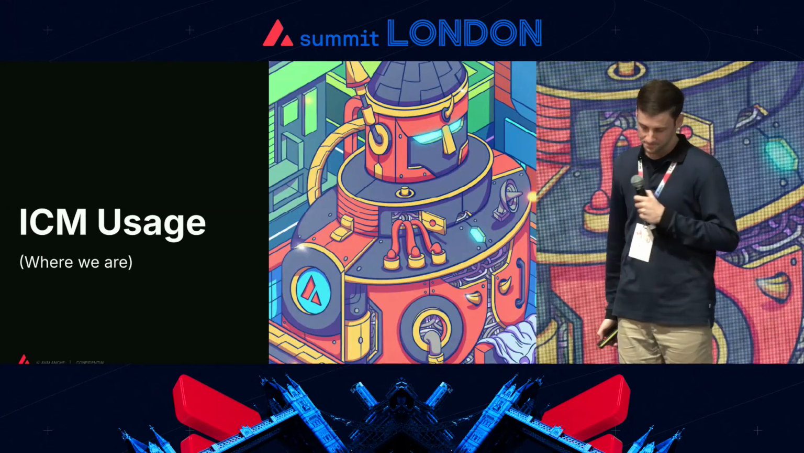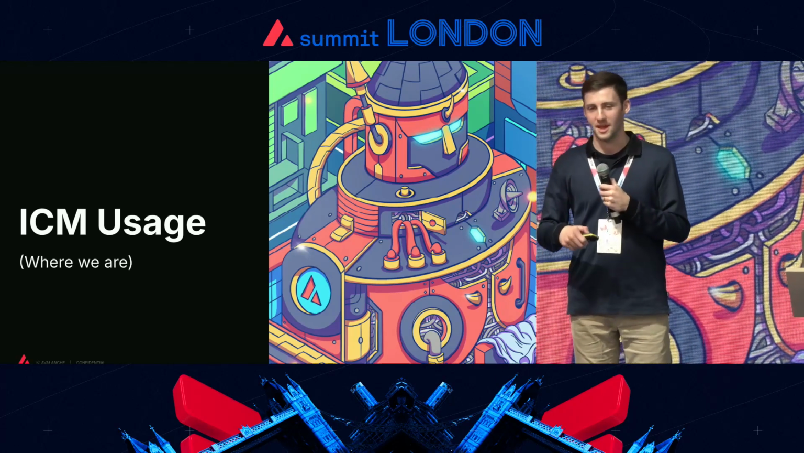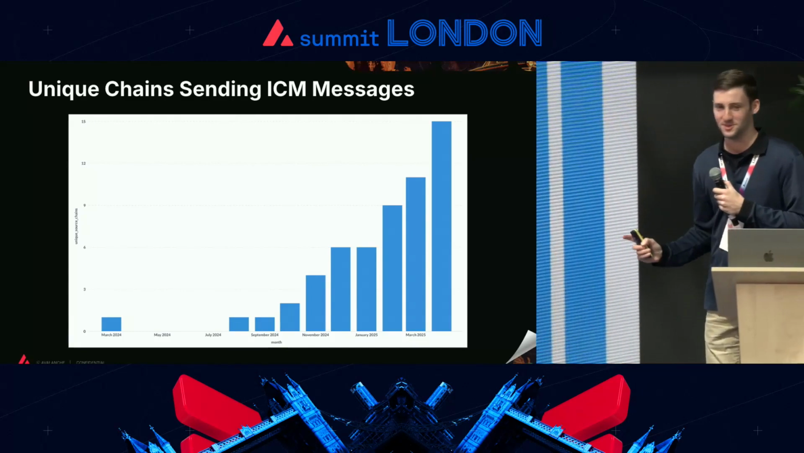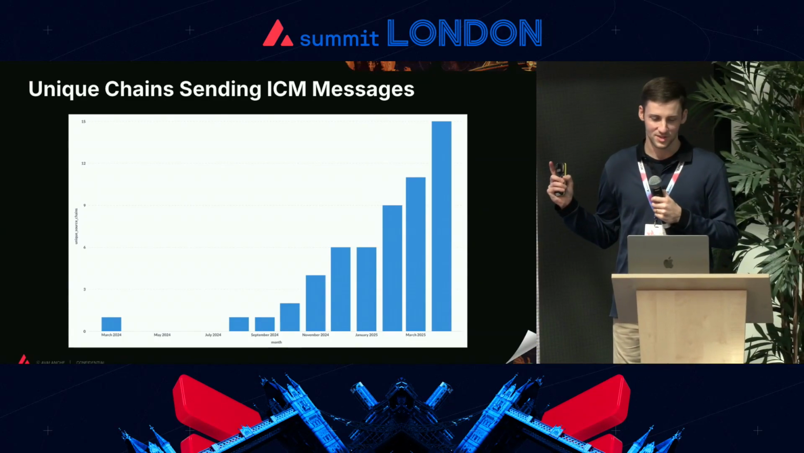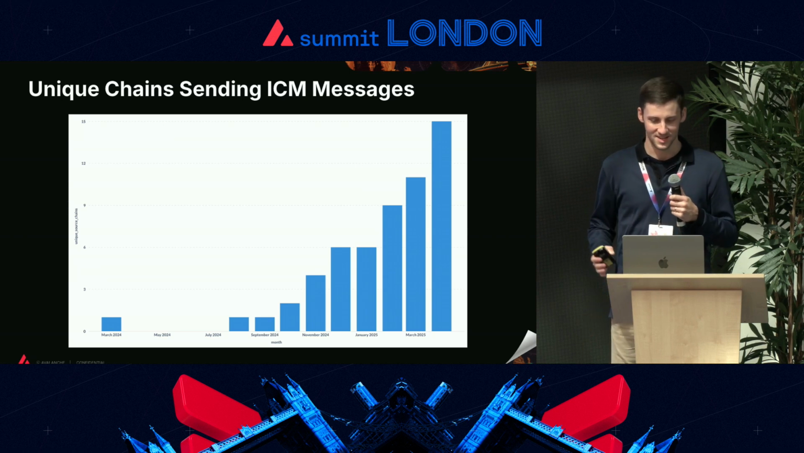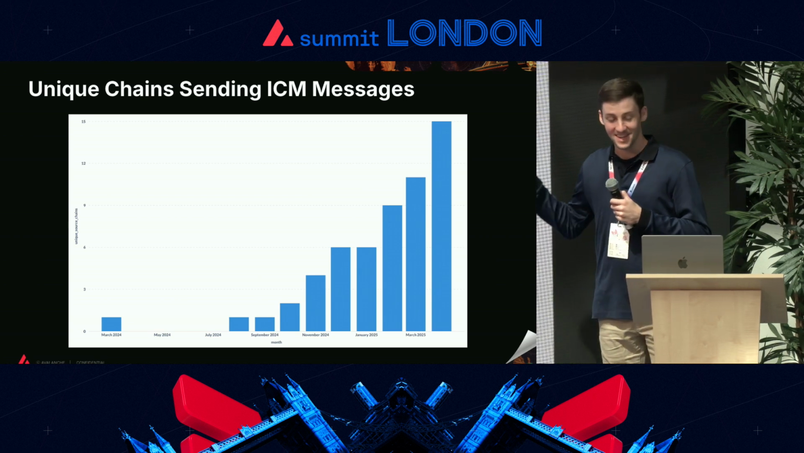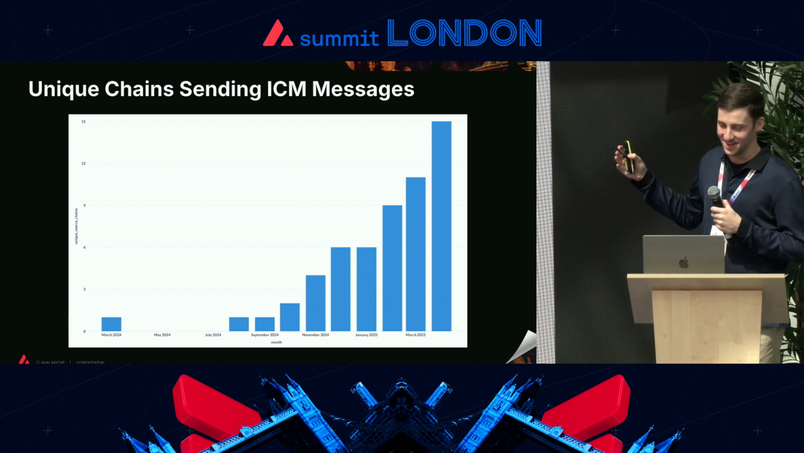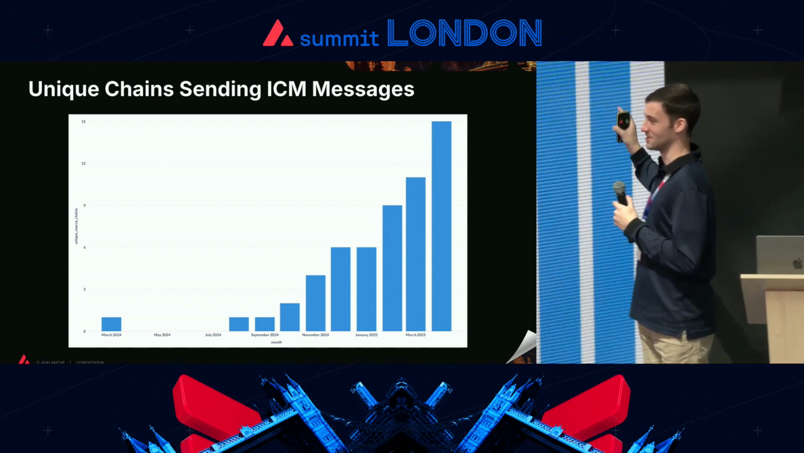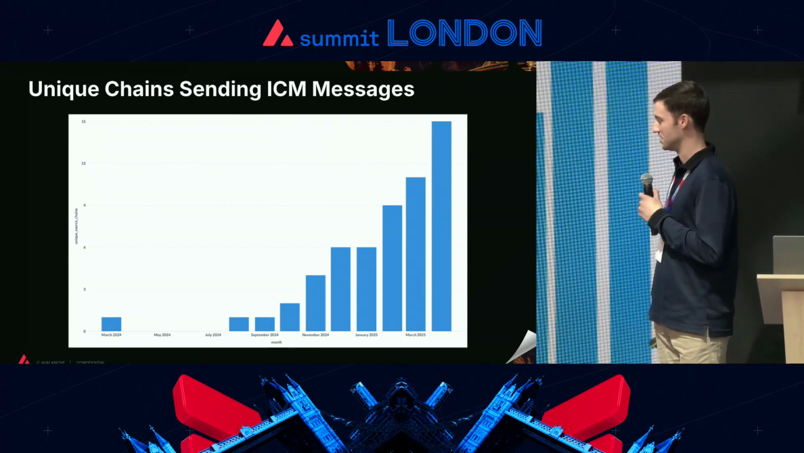I mentioned this during the panel, but since we were last together in Buenos Aires, we've seen huge growth in the number of chains actually using ICM on mainnet, which has been super, super exciting for our team to see. Very reassuring that we're building something that is useful and that we're finally starting to see a good number of projects launch really cool, really useful applications using this interchain messaging primitive.